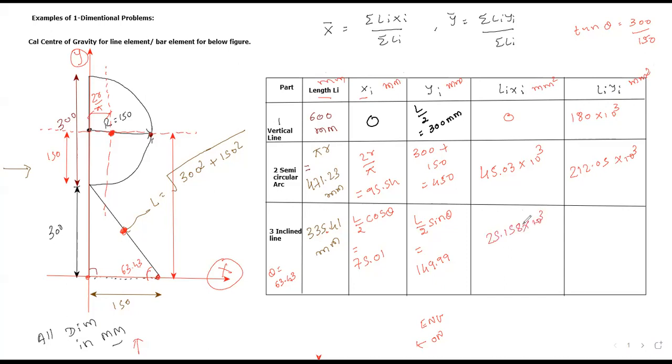Similarly, you will get 50.306 10 raised to 3. Is it clear or not? Please confirm me.